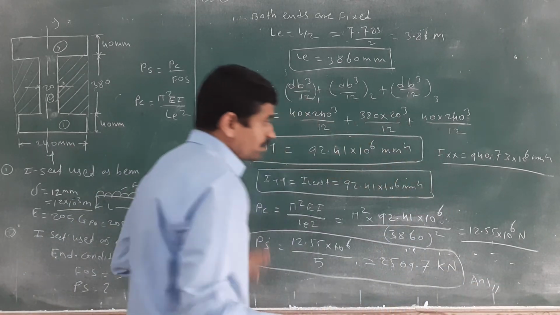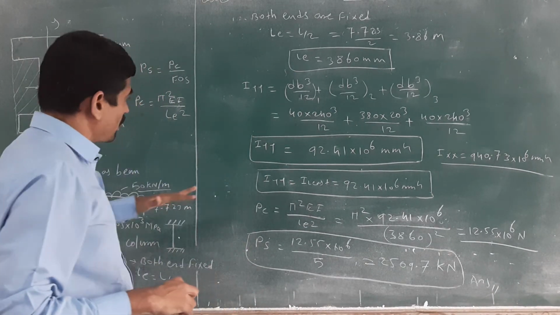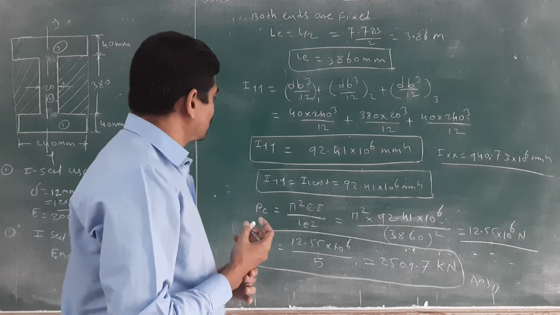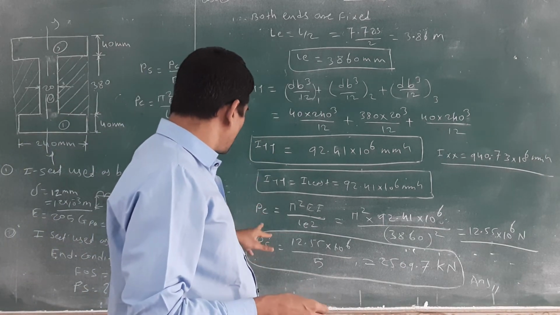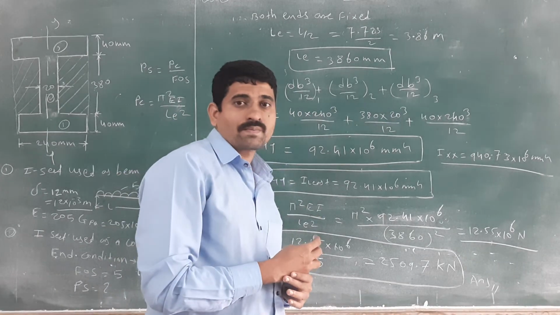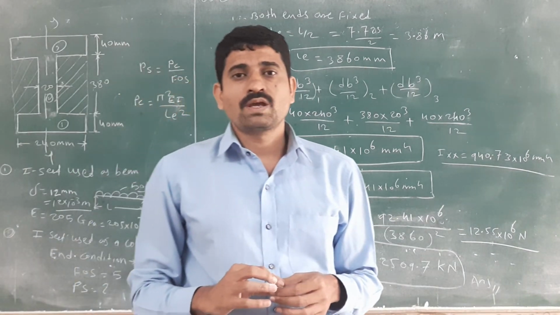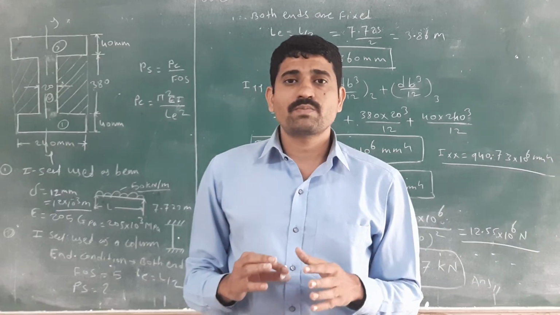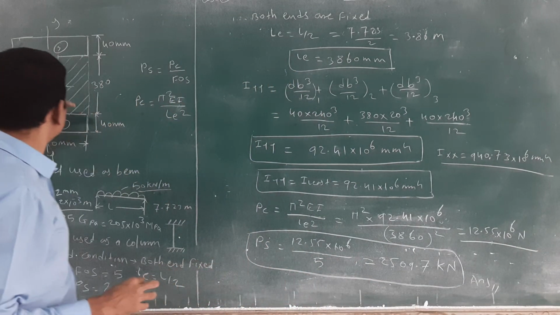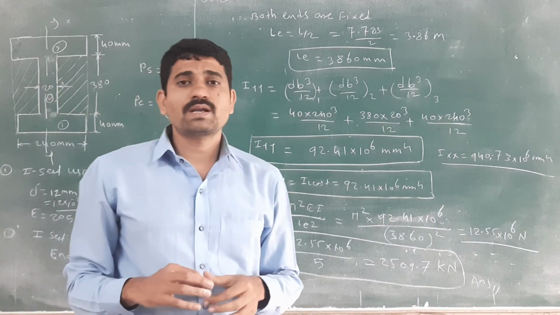Okay, this is the first numerical I have completed. Guys, half of it we have already learned in unit number 3. The only new thing is that PC is equal to pi square EI divided by LE square. It means you have to take the reference of unit number 3: how to calculate the moment of inertia, how to calculate the neutral axis position. All these things we have seen in unit number 3.